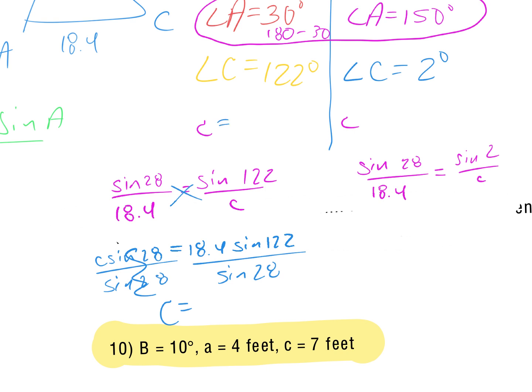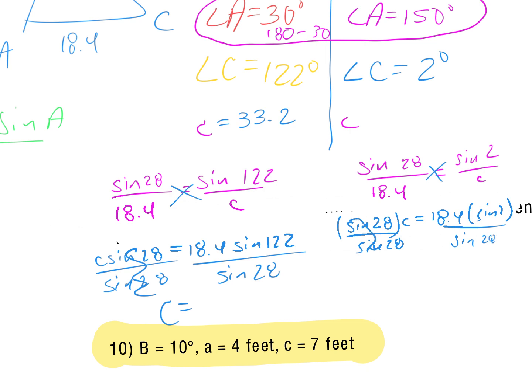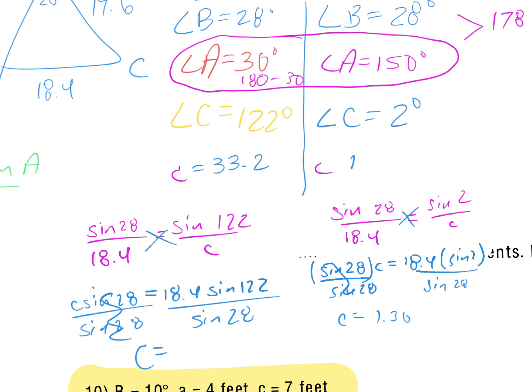33.2. Okay, so 33.2. And then whatever the unit is, if it's feet, meters, or yards, this just doesn't have any. Same thing over here. Sine 28 times c, doesn't matter how you write it, equals 18.4 times sine of 2. Divide both sides by sine 28. And little c over here is 18.4 times the sine of 2 divided by sine 28. 1.36. So we'll say about 1.4.